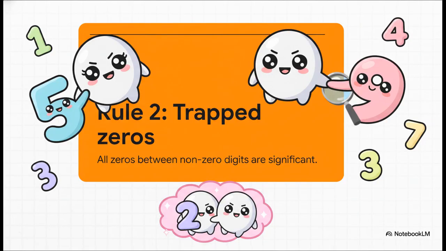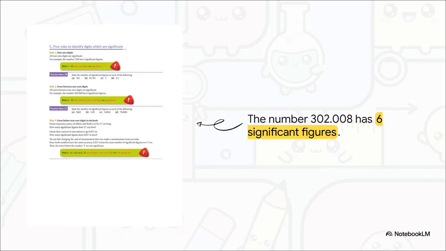Okay, but what about zeros? Well, rule number 2 is for what I like to call the trapped zeros. Any zero that gets sandwiched between two non-zero digits is also significant. You can think of them as being locked in place. They can't get away. Here's a perfect example.